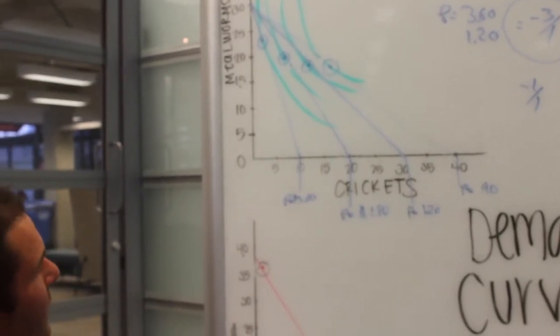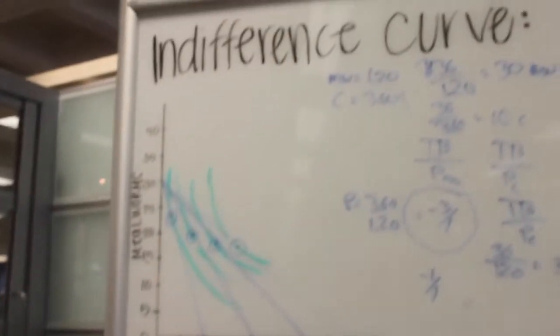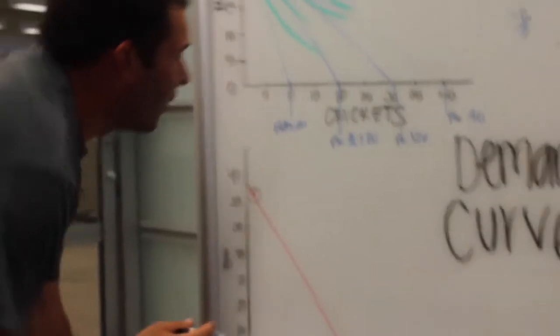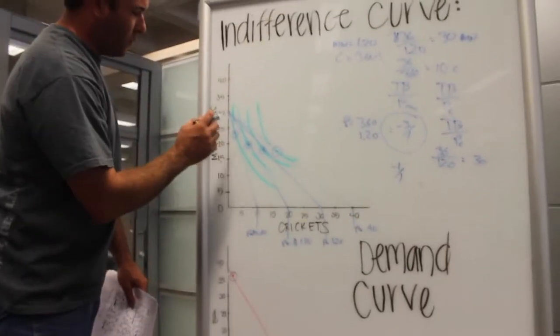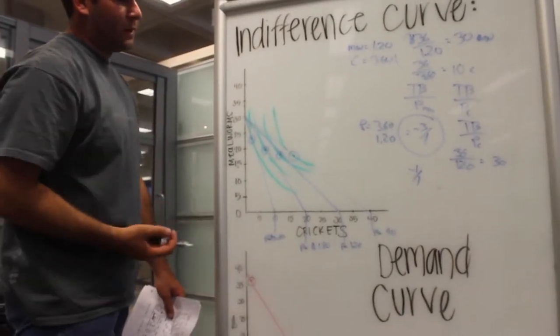So this is how we can derive demand curves from indifference curves, and we can also look at demand curves to get a glimpse of what quantity we need of goods to meet our utility maximization within our given budget.